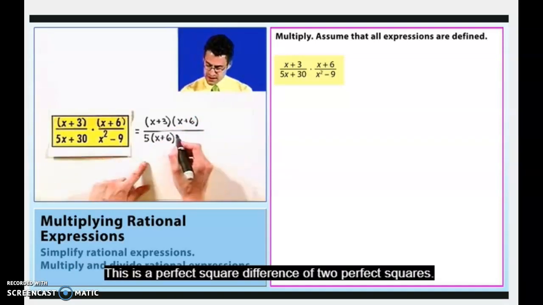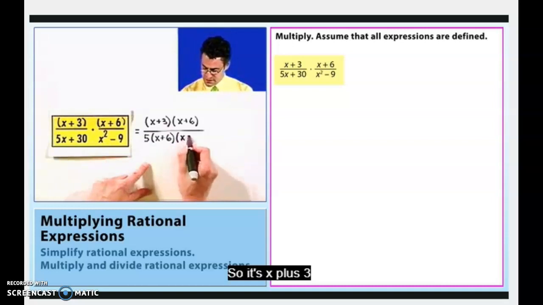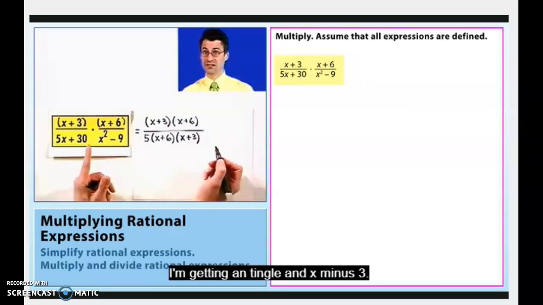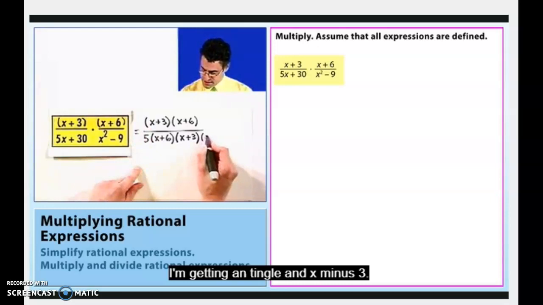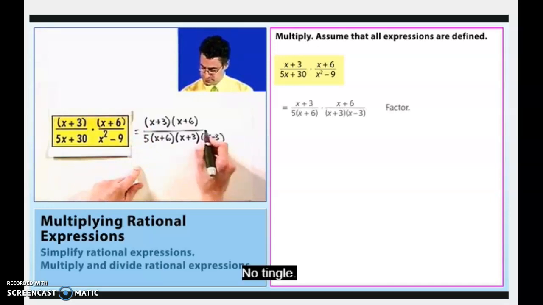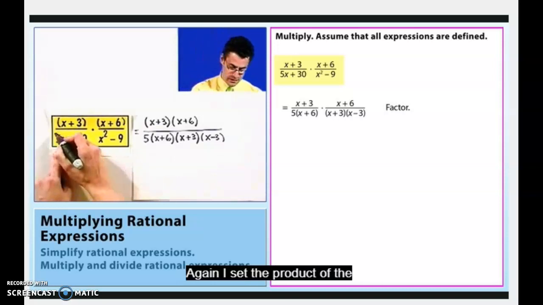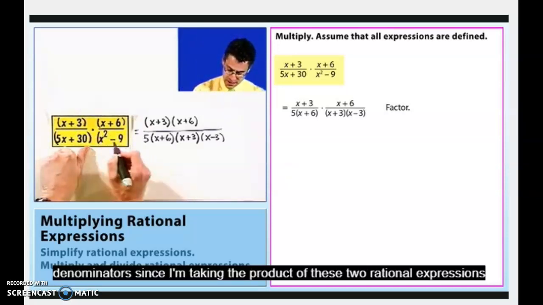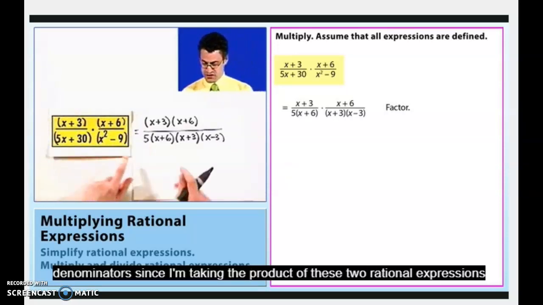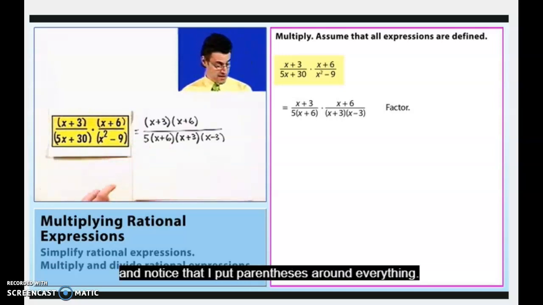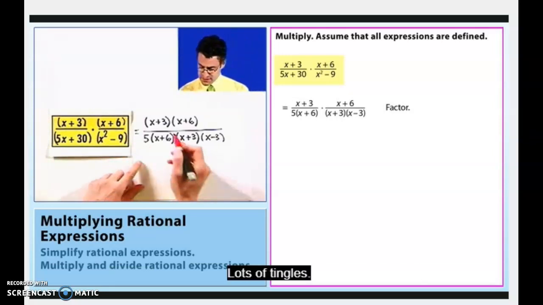This is a perfect square, difference of 2 perfect squares. So it's x plus 3. I'm getting a tingle. And x minus 3. No tingle. Alright, well now armed with that, again I just took the product of the denominators, since I'm taking the product of these two rational expressions, and notice that I put parentheses around everything. Lots of tingles.